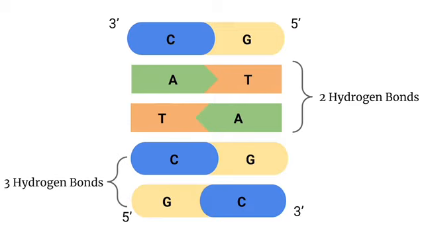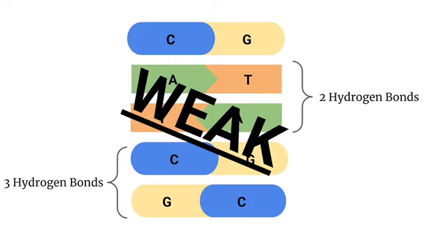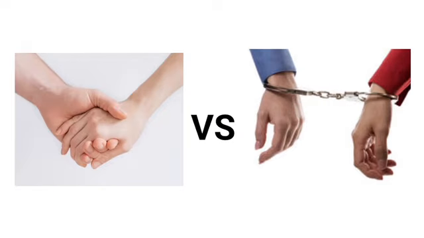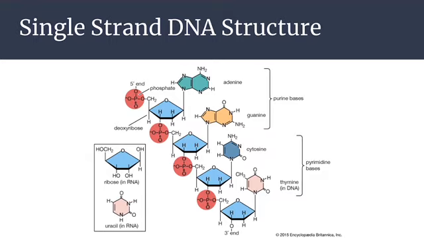Each base pair is connected through a hydrogen bond. A and T use 2 hydrogen bonds and C and G use 3. These bonds are weak. Think about the difference when you hold somebody's hand. It's enough to keep you together, but you could always let go, versus being handcuffed to somebody. Holding hands is how hydrogen bonds work.